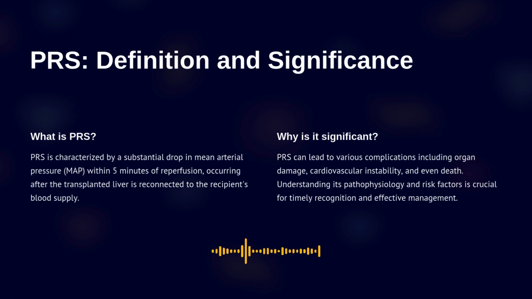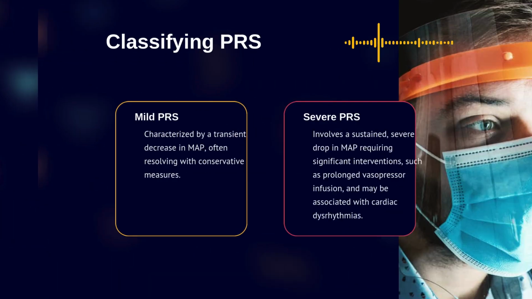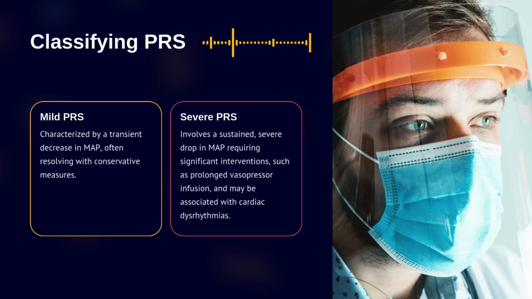It defines PRS as a decrease in mean arterial pressure, or MAP, of more than 30% below the anhepatic phase baseline. This decrease must occur within 5 minutes of the graft being reperfused and last for at least 1 minute. It emphasizes the hemodynamic instability that characterizes this syndrome. And it goes on to categorize the severity of PRS. It differentiates between mild and severe PRS.